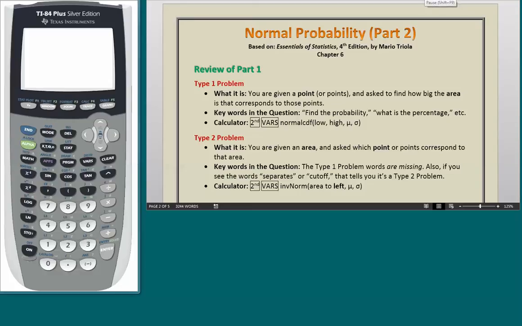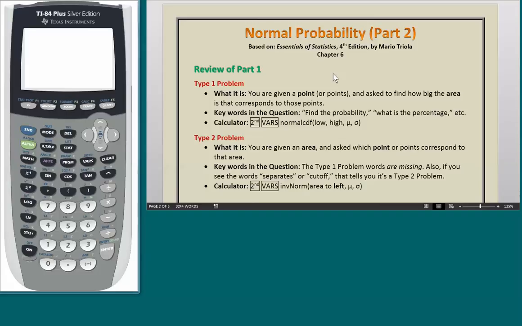This presentation is called Normal Probability Part 2, and I strongly encourage you to view the video called Normal Probability Part 1 before you attempt to view this video. I think this will make a lot more sense if you have seen Part 1 first. At the very end of Part 1, we had a little review, and we reviewed the two types of problems I identified for normal probability.